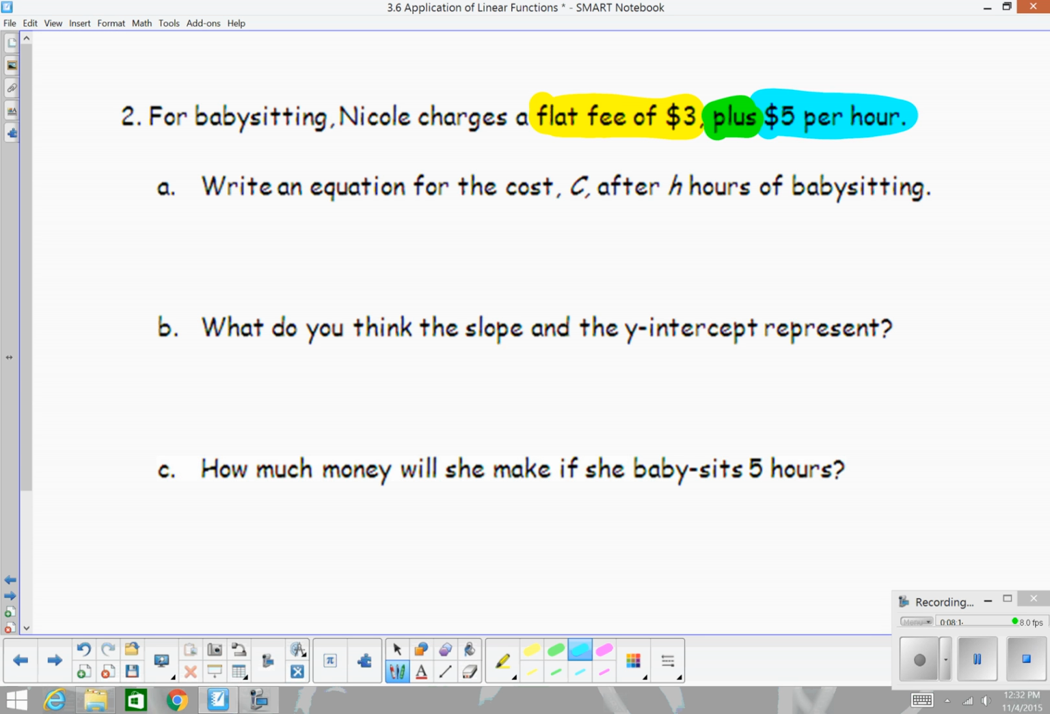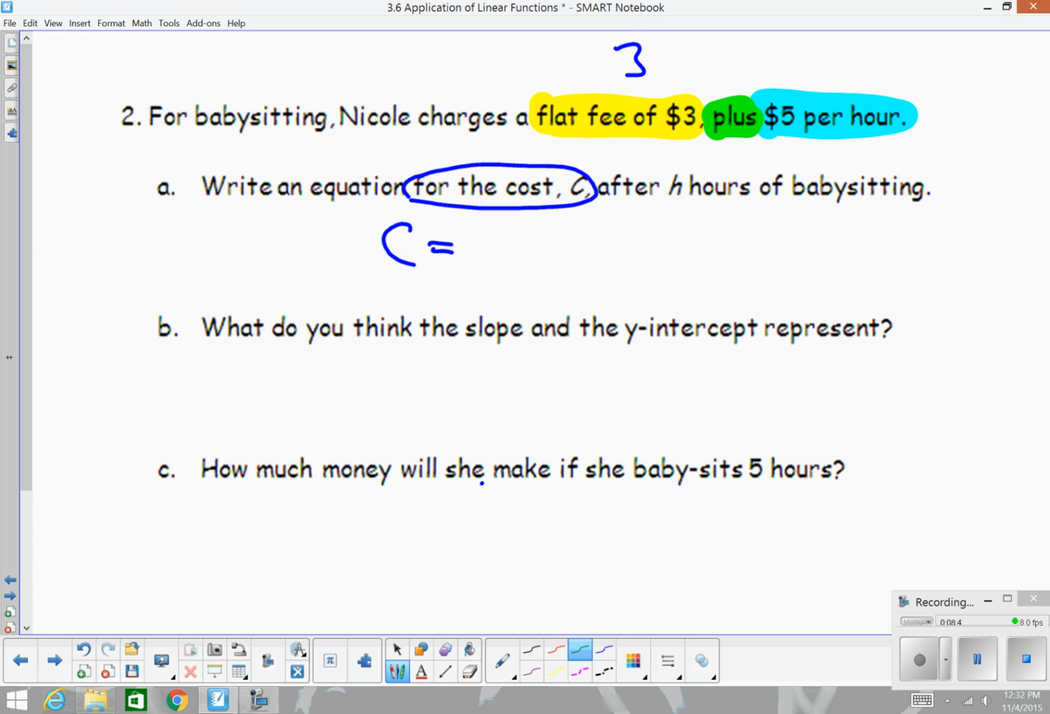Now, say you want to hire Nicole. You want to know how much she's going to cost. In this case, it asks us to write an equation for the cost C. So my equation is going to start with C equals. Now, if I talk about a flat fee, no matter if she babysits for an hour, 4 hours, 5 hours, 6 hours, no matter how many hours, she's going to charge $3 for basically stepping in the door.